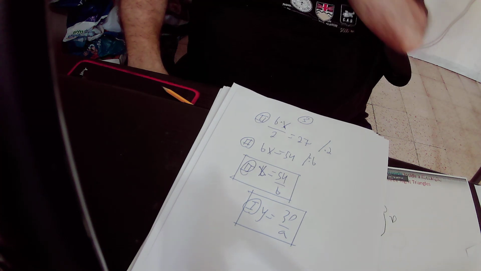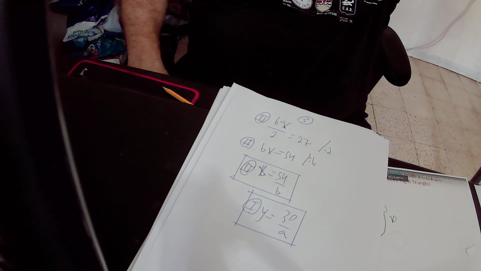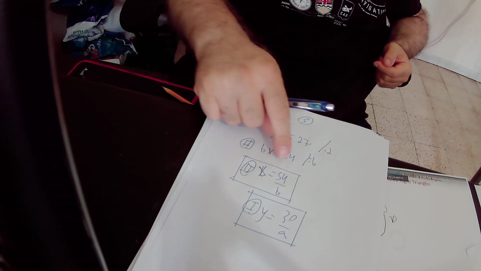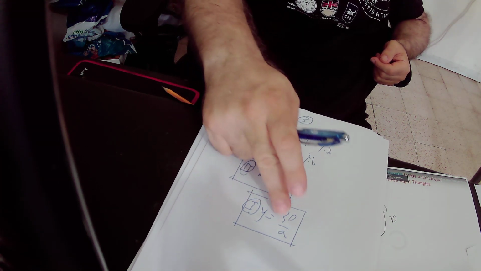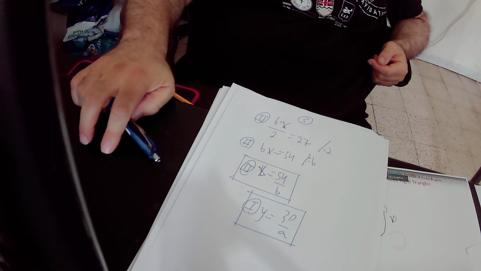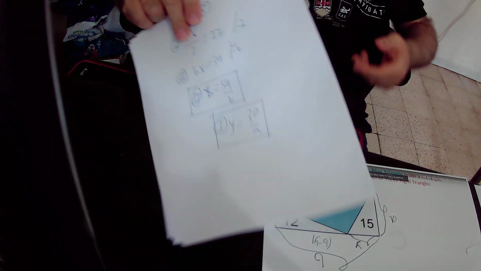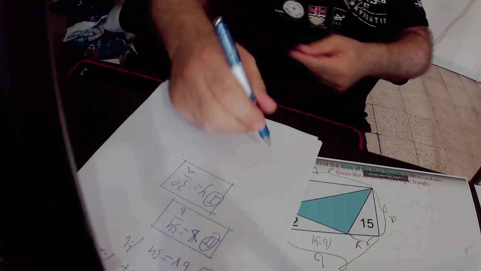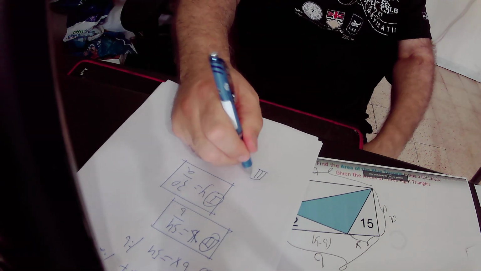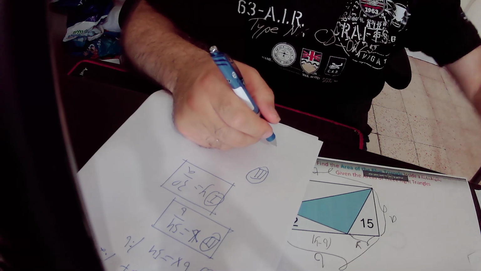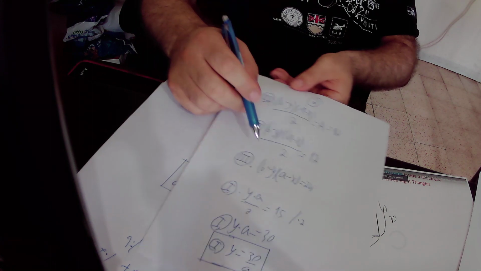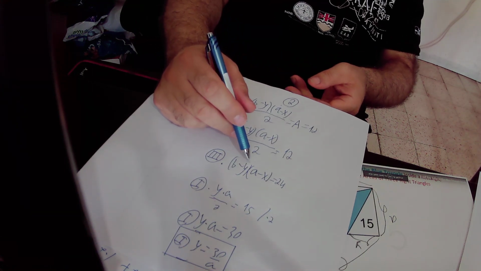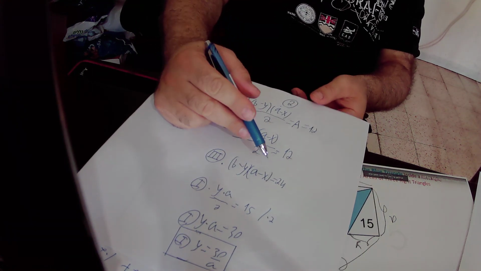In the next step, we will substitute x by 54 over b and y by 30 over a in the third equation. The third equation is actually, as you can see here, b minus y times a minus x equals 24.